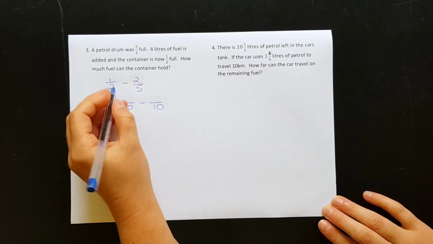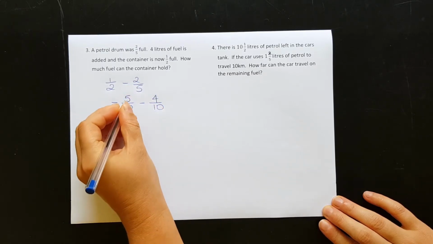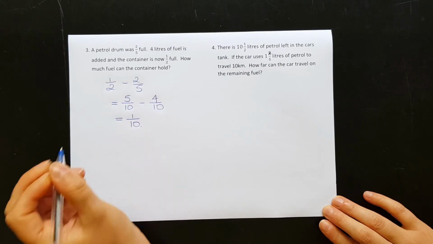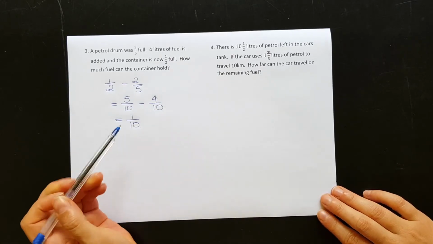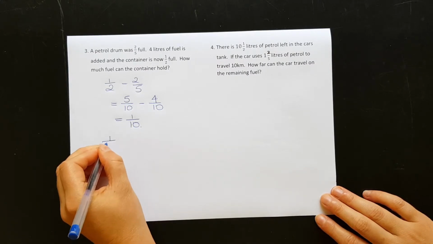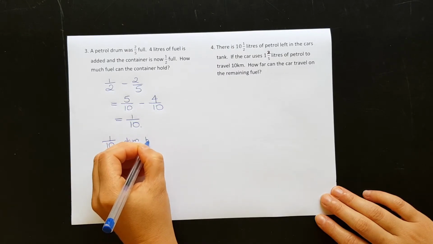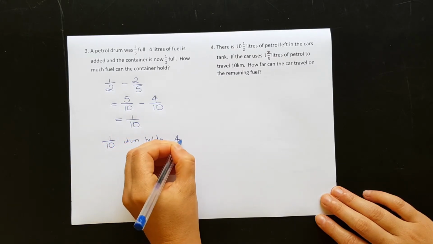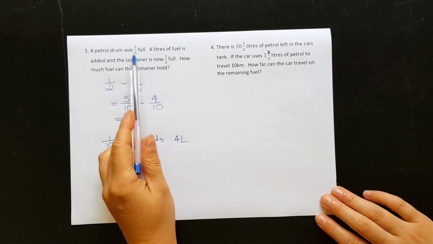This fraction times by 5 will be 5 here. This fraction times by 2 will be 4. 5 minus 4 is 1/10. So by going from 2/5 full to half full, we've only filled the petrol drum an extra 1/10. So 1/10 of the petrol drum has been filled up. So that means that 1/10 of the drum holds 4 litres. Because that's how much petrol they put in there to make it go up that amount.